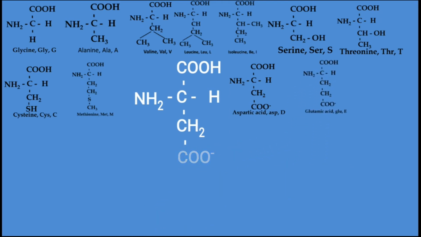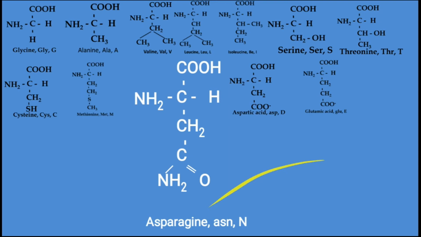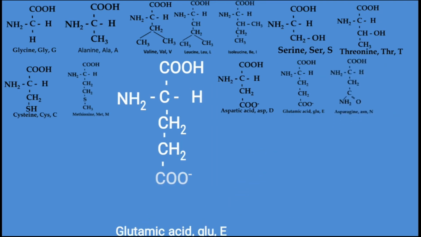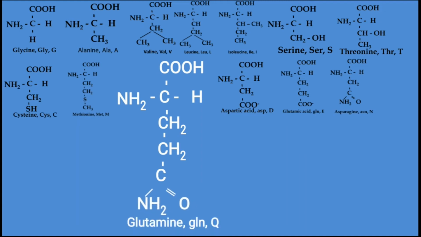And next, in the aspartic acid, instead of the carboxyl COO, one amine is added, that is NH2, and then it is called asparagine. Similarly, in the glutamic acid, one NH2 is added, and it is called glutamine. Asparagine is called ASN in 3 letters and its 1-letter code is N. And glutamine's 3-letter code is GLN and its 1-letter code is Q. And it is hydrophilic.